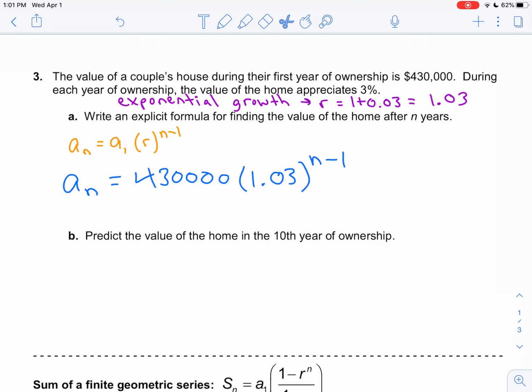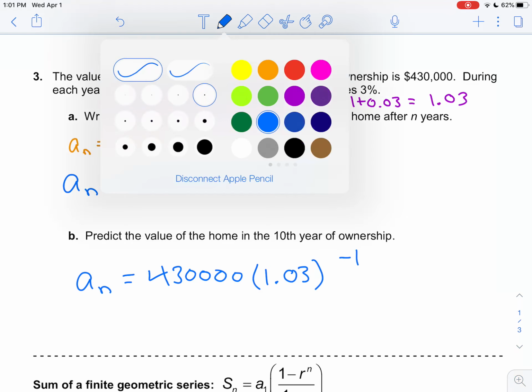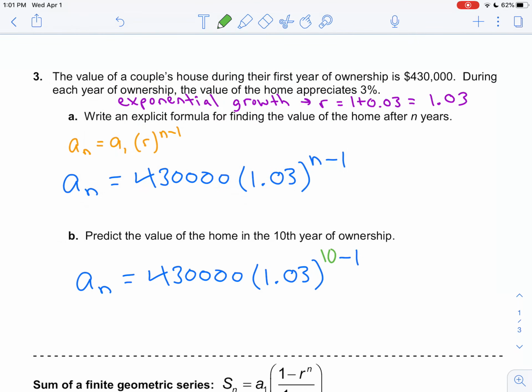And now it wants the value in the 10th year. Hey, let's save a few seconds. Let's just duplicate that right there. And now I can change the n to 10. Then I'm going to go to the calculator for that. We're talking money. 56105.247. We'll go dollars and cents because we're talking money. And so there's the answer there.